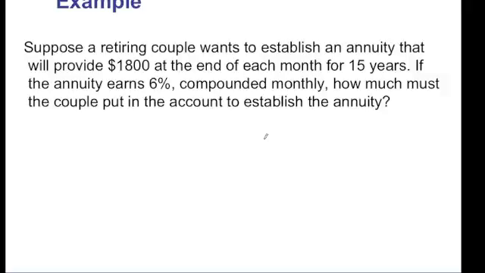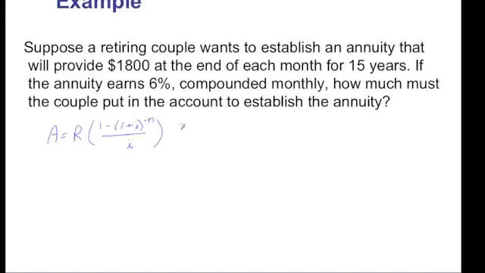An example with this: a retiring couple wants to establish an annuity that will pay $1,800 at the end of each month for 15 years. If the annuity earns 6% compounded monthly, how much must the couple put into the account to establish the annuity? Well, we're using the equation: the present value equals the periodic payments times (1 minus (1 plus I) to the negative N) all over I.